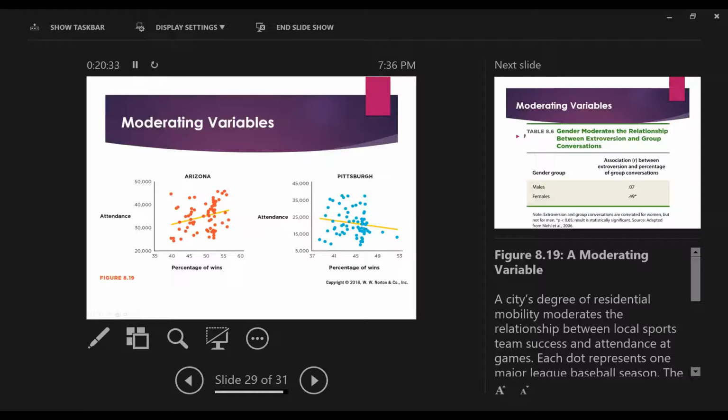So you see here in Arizona, where you're looking at a mobility that is impacting it, you see a positive relationship. As they win, more people show up, fair weather fan. And then again, with lower mobility, you don't see that. There's actually a negative relationship. So that's again showing that there's a third variable here, specifically residential mobility, that is impacting the relationship between attendance and percentage of wins. This would be very similar to, like we talked about, level of income and GPA and SAT scores.